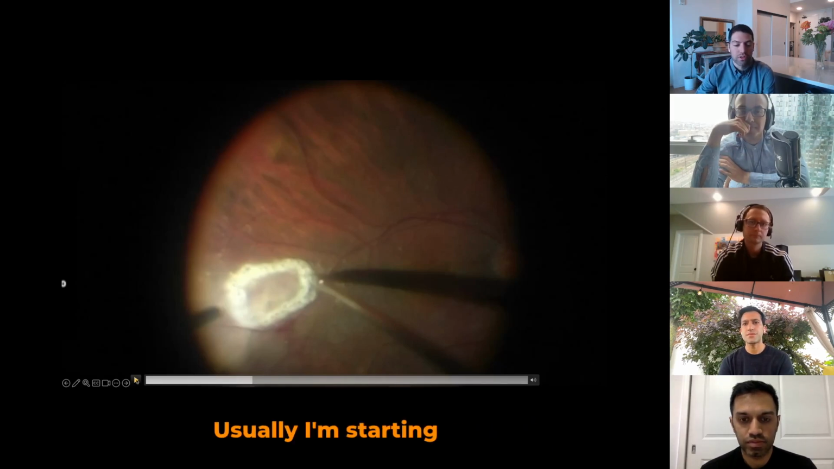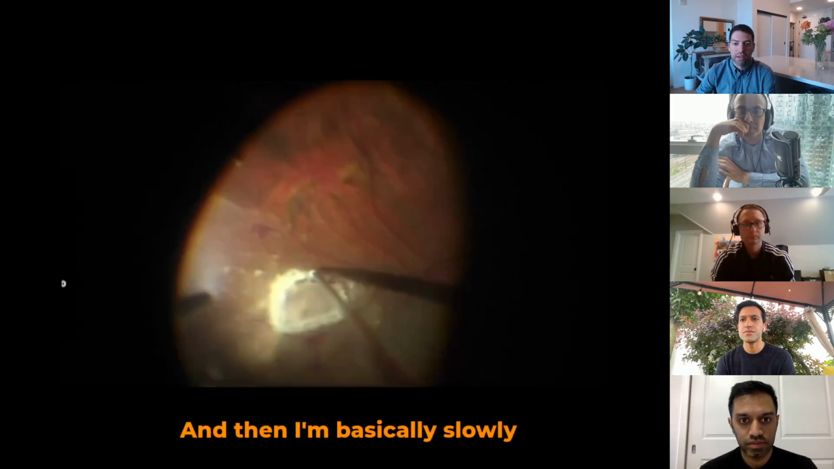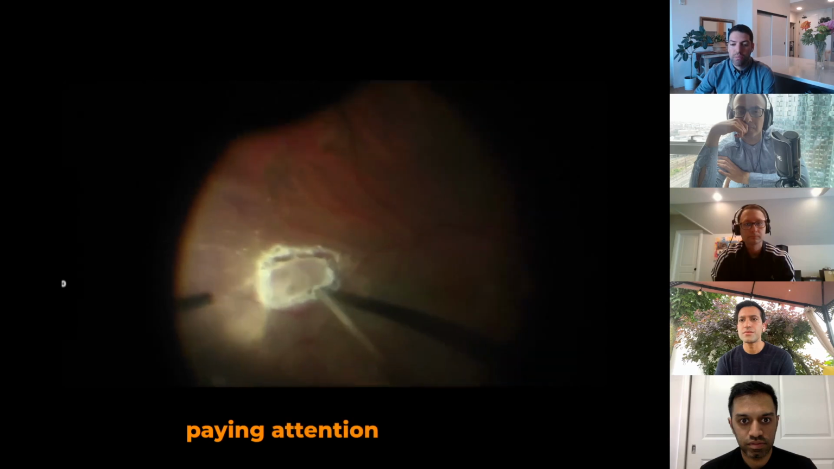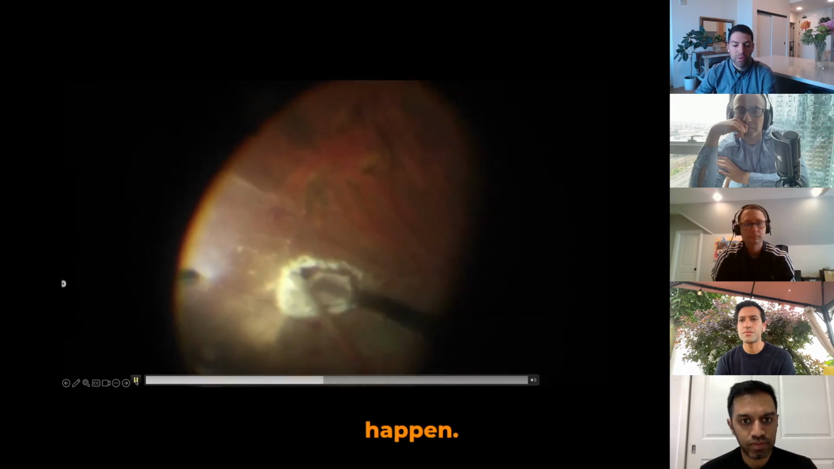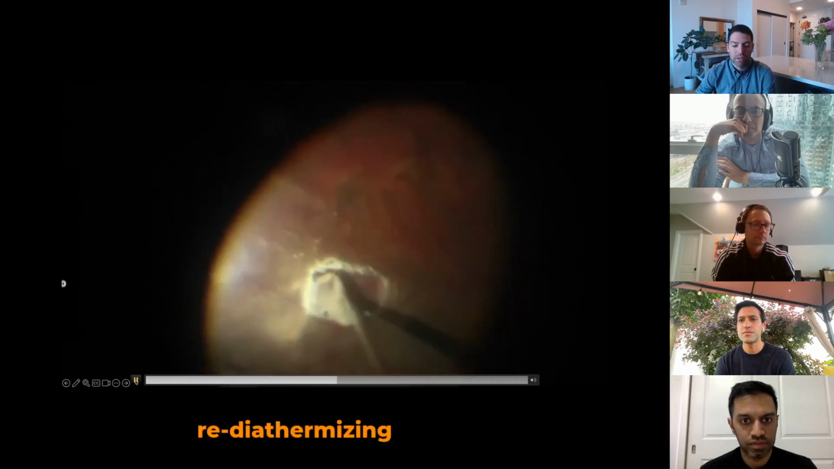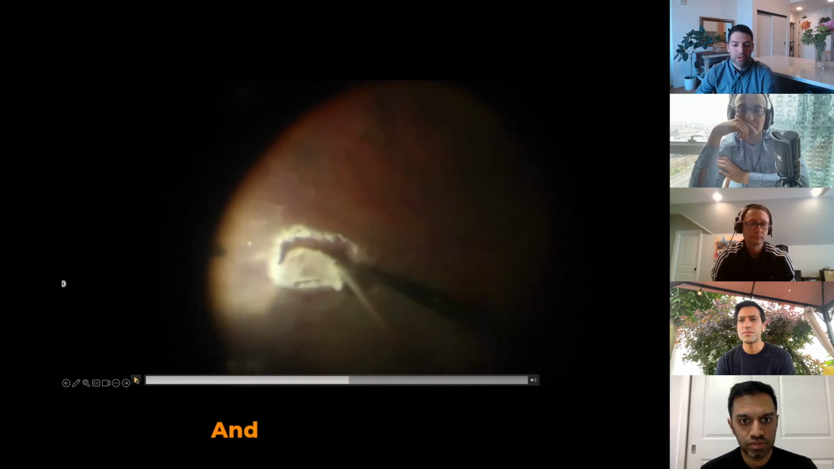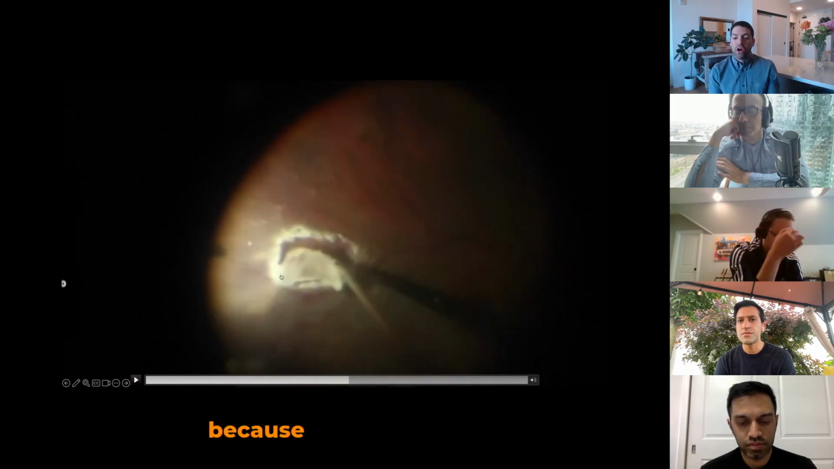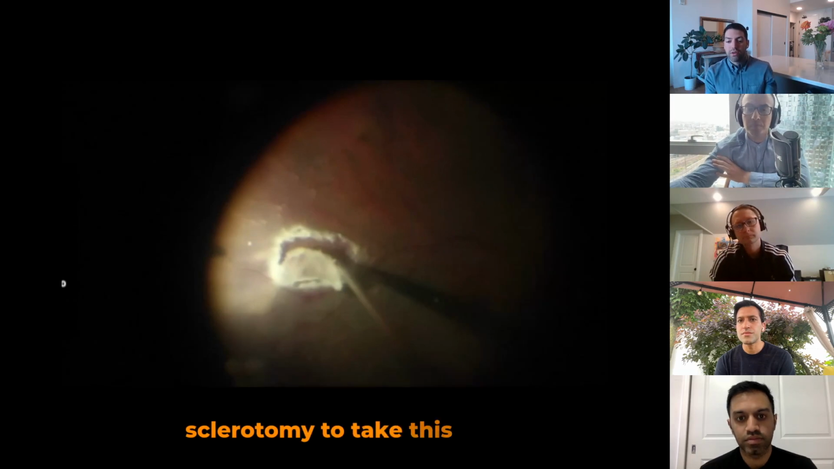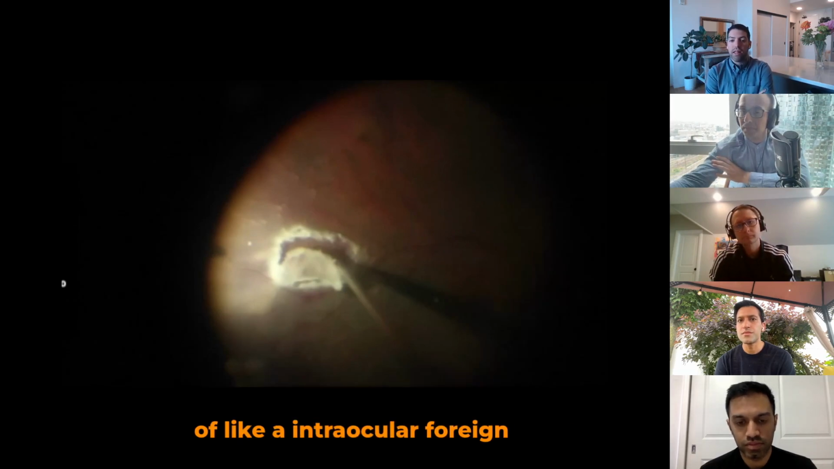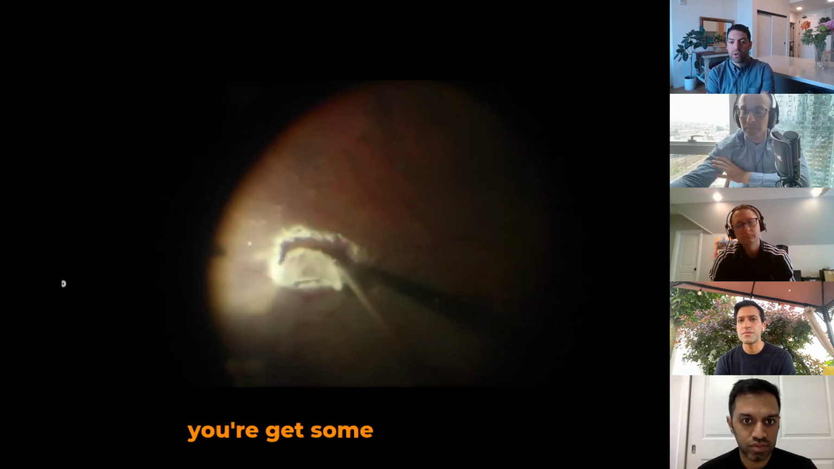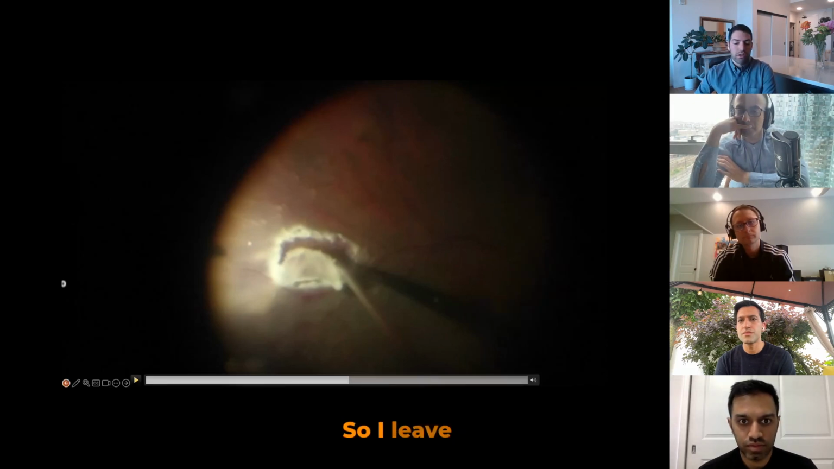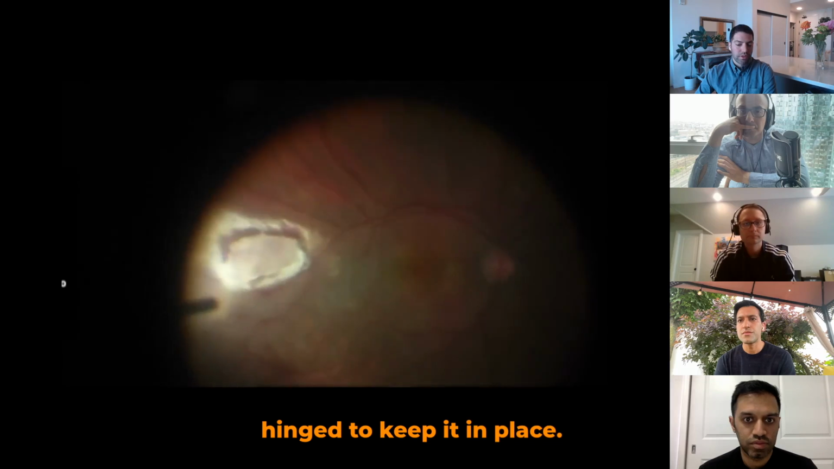Usually I'm starting with a vertical scissor, and then I'm basically slowly dissecting this path that I created for myself, paying attention to any bleeding that's going to happen. I did pretty good diathermy before, re-diathermizing if there's any blood. And it's important to leave a hinge because you're going to enlarge your sclerotomy to take this lesion out, kind of like an intraocular foreign body. And you're going to get some change in fluidics, and you don't want this flap floating around. So I leave it hinged to keep it in place, adding some extra diathermy.